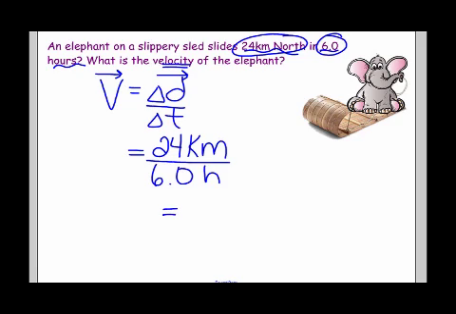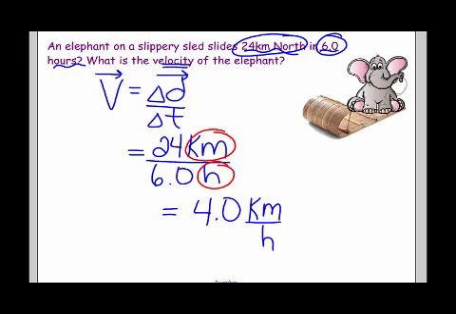So 24 divided by 6 gives me 4, but I need to put this into the proper number of significant digits. So I have 2 significant digits in my 24, 2 in my 6.0, so my answer will be 4.0. My unit here, I have a kilometer on top, an hour on the bottom, so this will be kilometers per hour. Last thing I need to do is add a direction. In the question it tells me this is going north, so I can put an N in a square bracket.